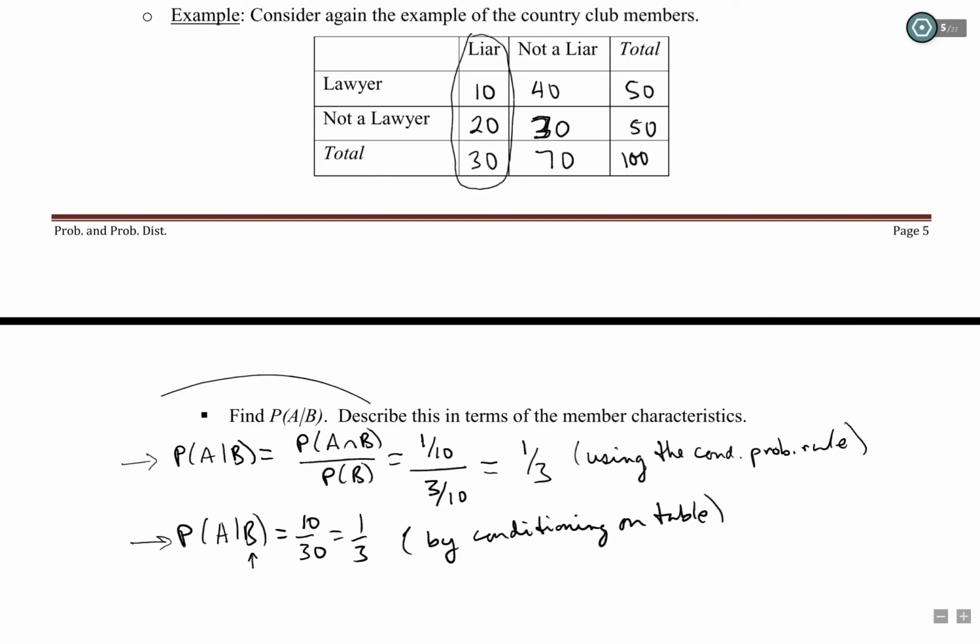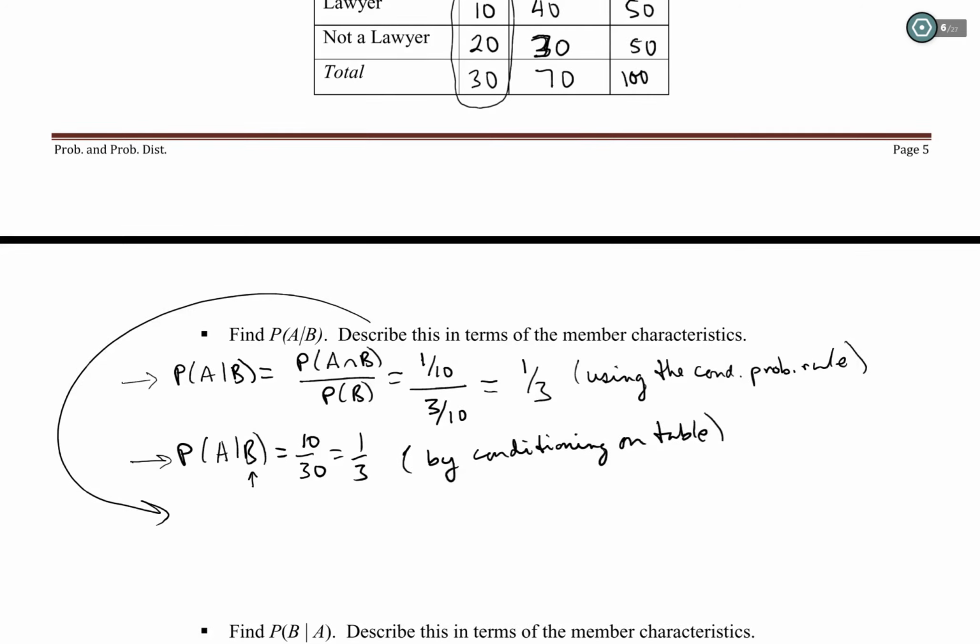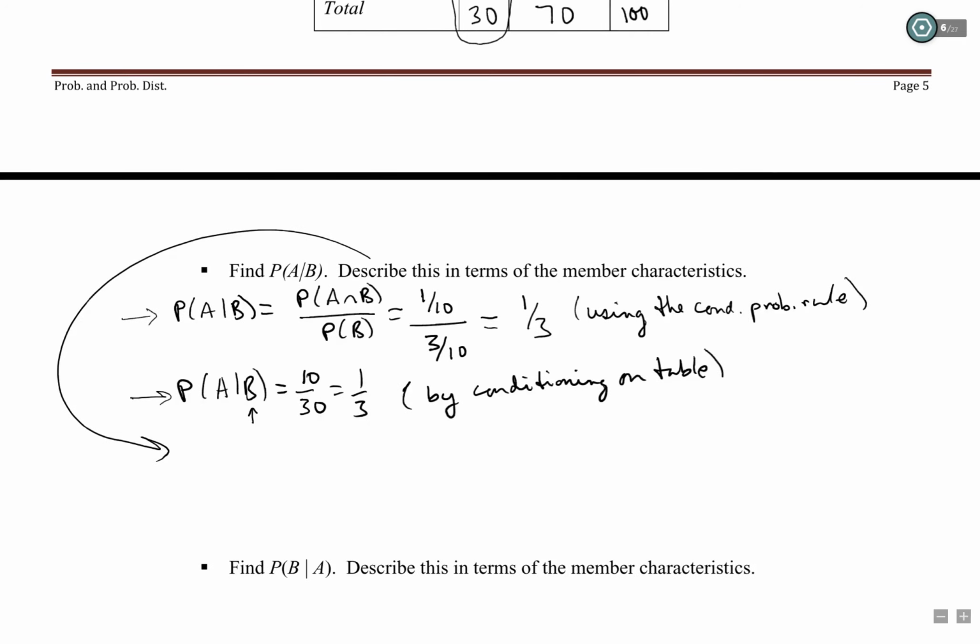Describe this. What is this group? Well, we're dealing with given B, so B has occurred. We're dealing with lawyers. I'm sorry, let me back up. We're dealing with liars. A represented lawyers, B is liars. And so this is saying that 1/3 of all liars are lawyers. That's how we think of this conditional probability. 1/3 of all liars are lawyers. Okay.